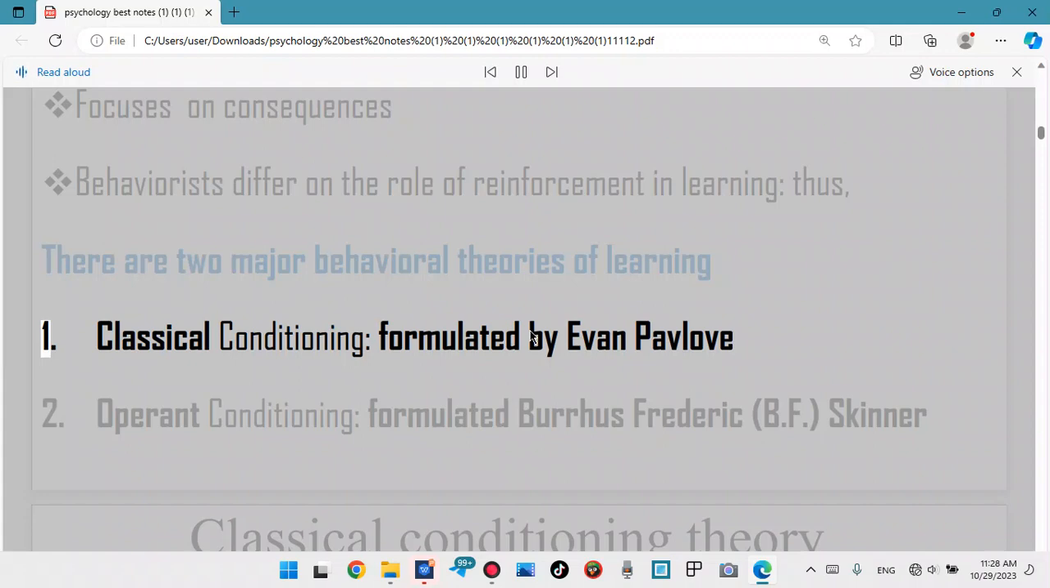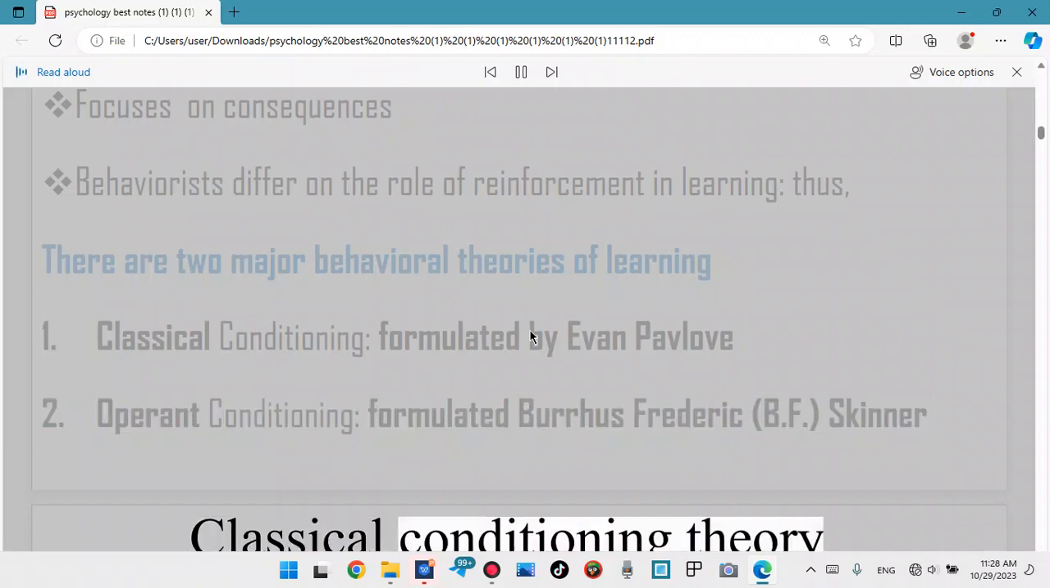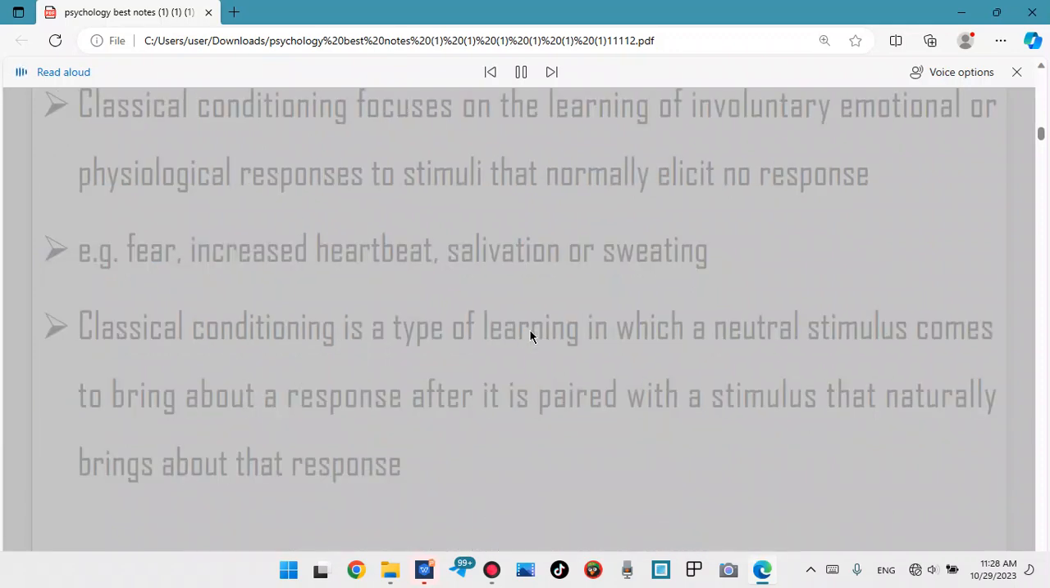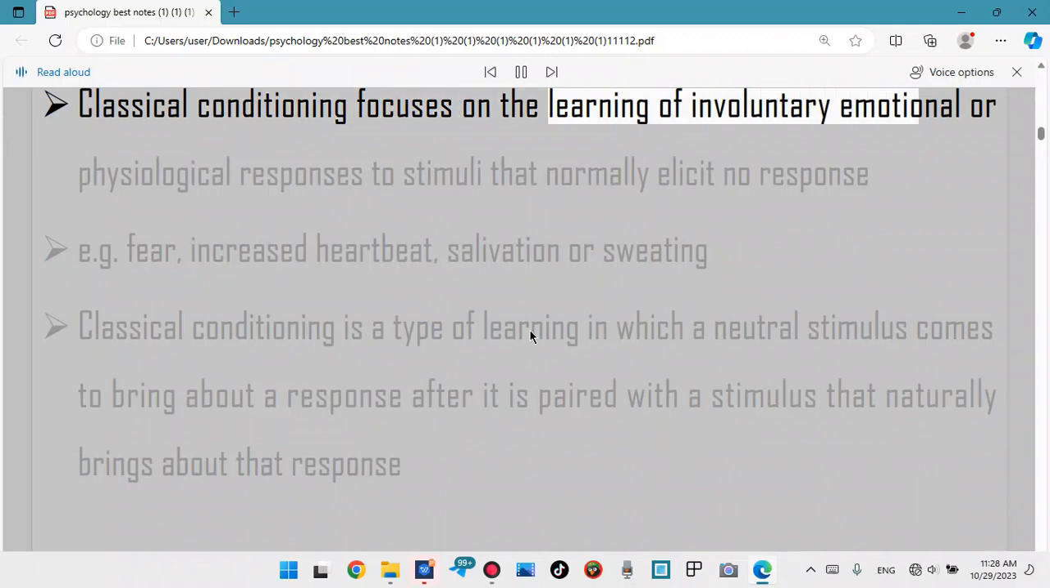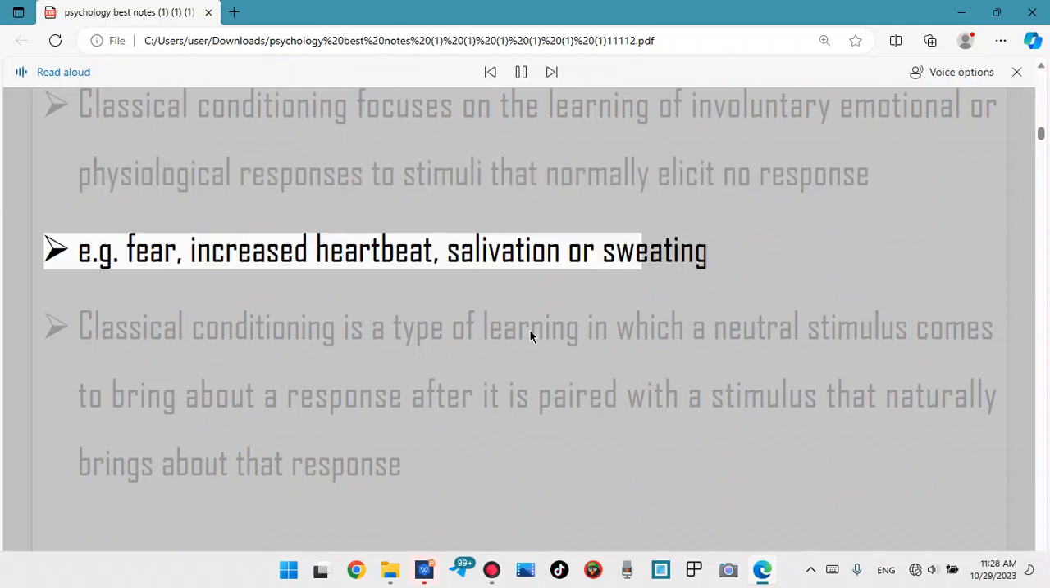1. Classical conditioning, formulated by Ivan Pavlov. 2. Operant conditioning, formulated by Burrhus Frederic, B.F. Skinner. Classical conditioning theory. Classical conditioning focuses on the learning of involuntary emotional or physiological responses to stimuli that normally elicit no response, e.g. fear, increased heartbeat, salivation or sweating.